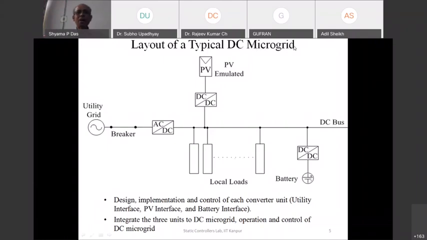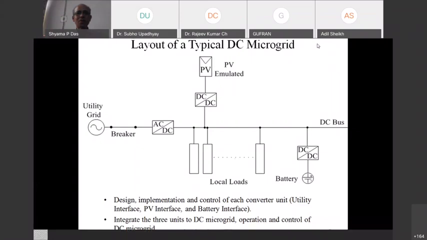And then we have the photovoltaic interface, PV interface. We have a DC to DC converter, which interfaces the PV with the grid. And then the third source is a battery, which is interfaced with the grid through a DC to DC converter. And then we have localized DC load.